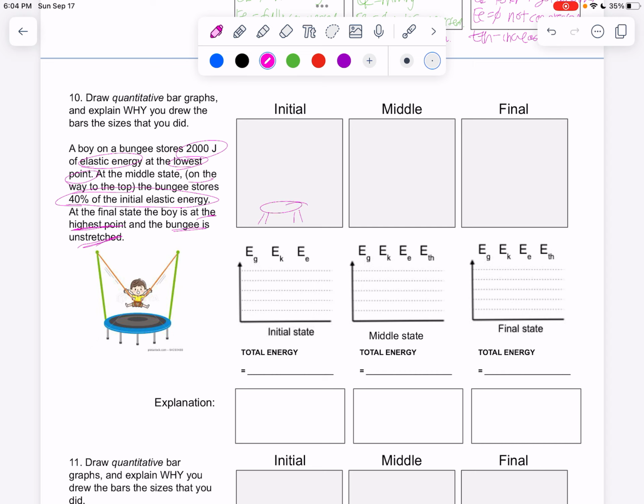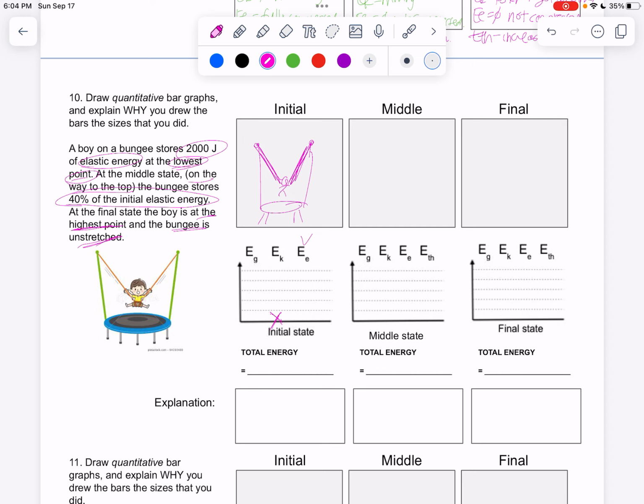So let me go ahead and draw my guy. Okay, so here he is. This is at max stretch, the lowest point, so we're definitely going to have EE. If he's at his lowest point, I feel like that's where he would be moving and then turning around to bounce back up, so I don't think he's going to be moving there.